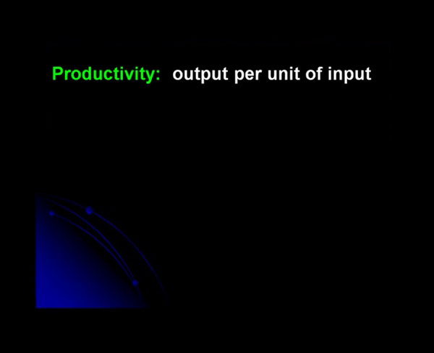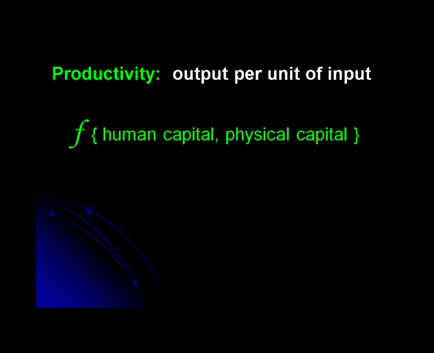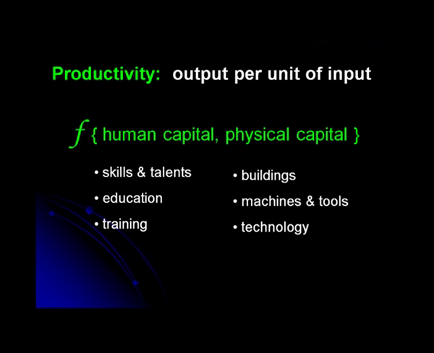Before we go on with the production possibilities frontier model, I want to take a minute here to review the relationship between resources and output. The concept is productivity, or output per unit of input. Fundamentally, productivity is a function of the available human and physical capital. What this means is that an economy's level of production depends on the mix of skills and abilities of the labor force and the capital, that is, buildings, machinery, tools, and technology that is available to those workers.